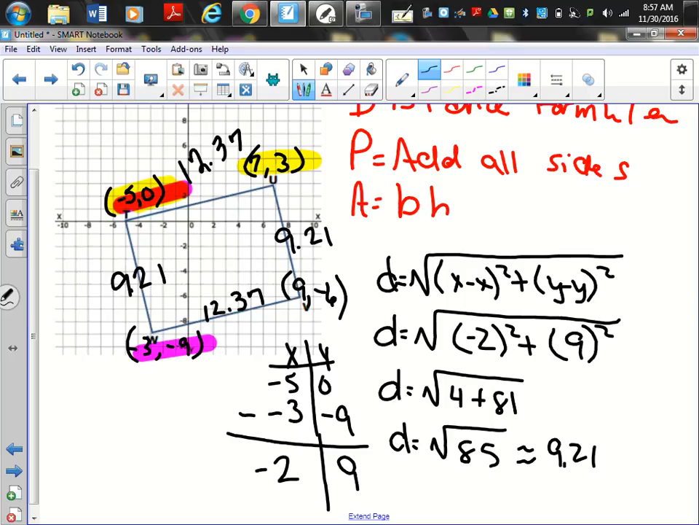That's got to add on. Alright, so from this point, you use your formulas. Perimeter, I'm going to add all of my sides. Area, I'm going to multiply my base times my height.